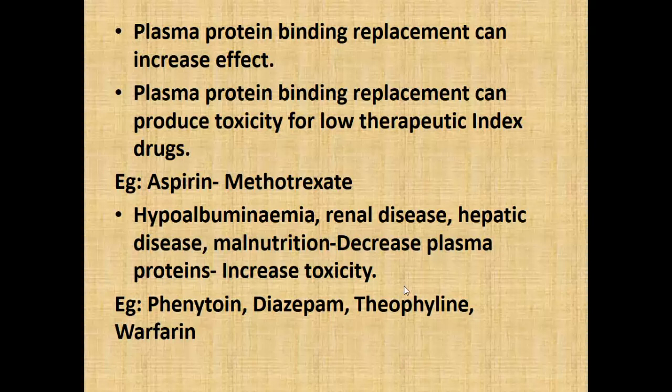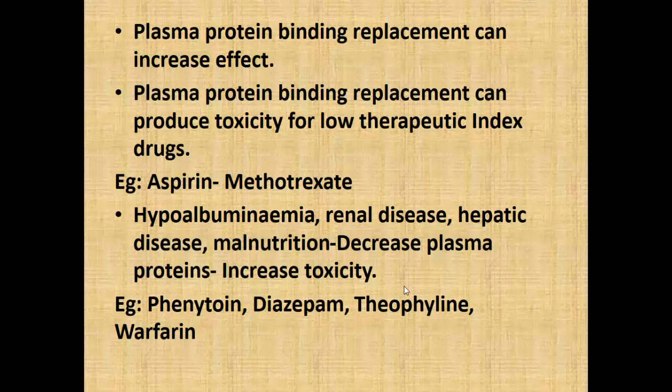Then plasma protein binding replacement can produce toxicity for low therapeutic index drugs. For example, if you are replacing a low therapeutic index drug, the free form of the drug will increase, which will lead to toxicity. Even if you give normal doses, because of this plasma protein replacement reaction there will be toxicity. Example: aspirin with methotrexate.